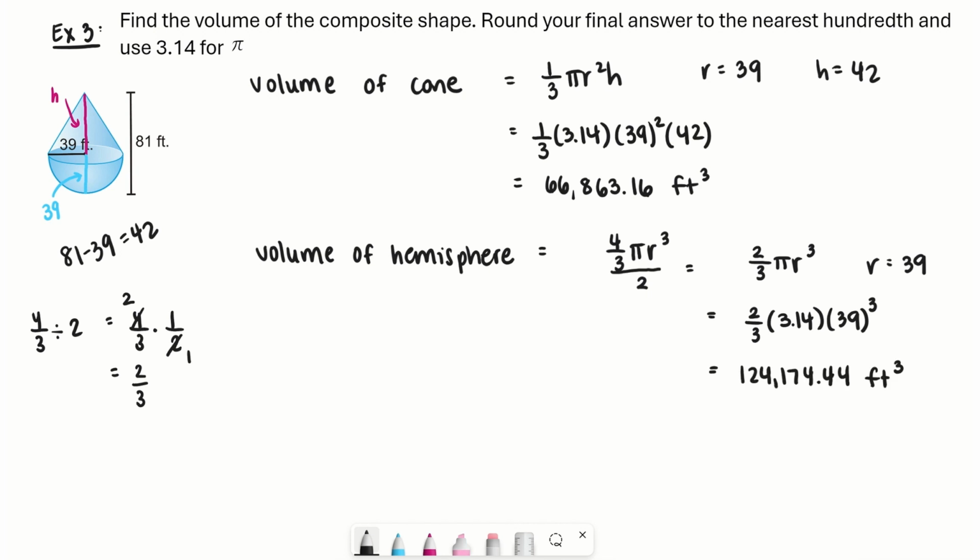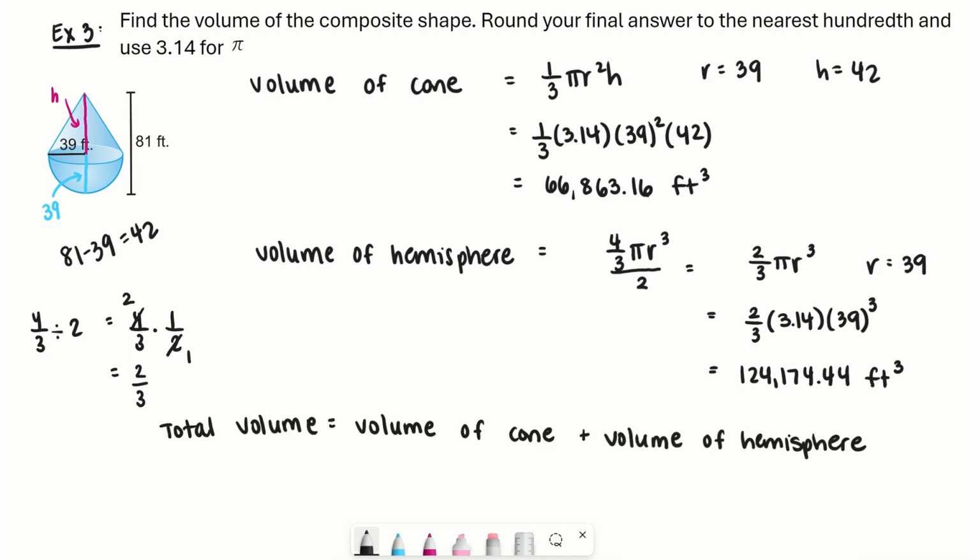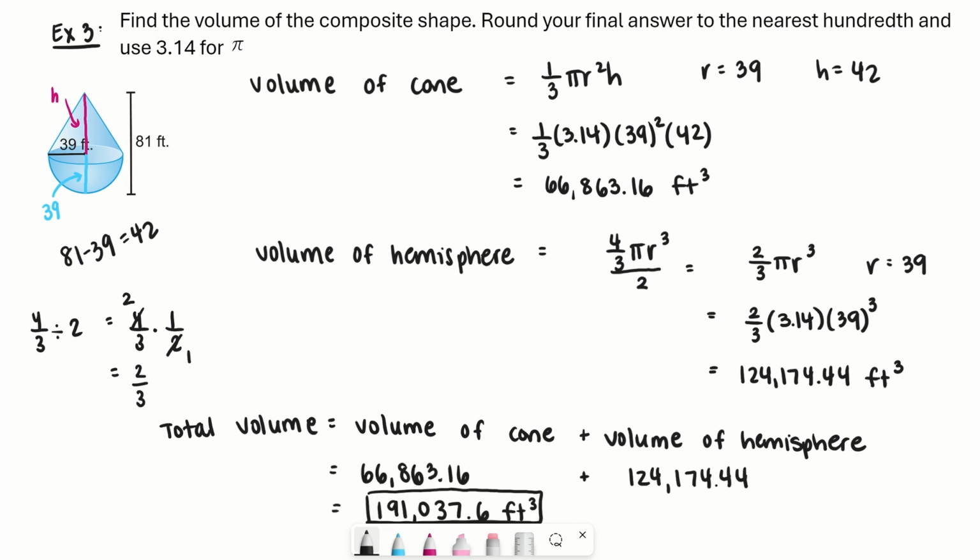The radius of my hemisphere is 39, so I can just plug that right in, and I will replace pi with 3.14 as well. That will give me 124,174.44 feet cubed. So now my total volume is equal to the volume of the cone plus the volume of the hemisphere. Adding those together, I will get 191,037.6 feet cubed.